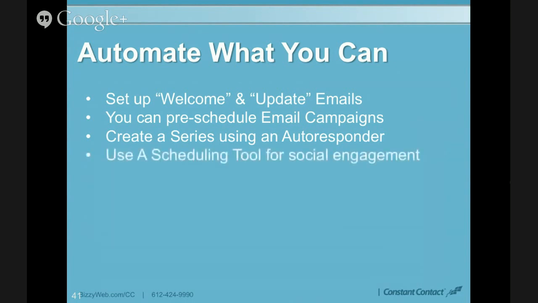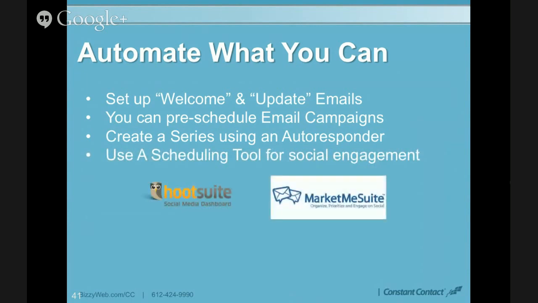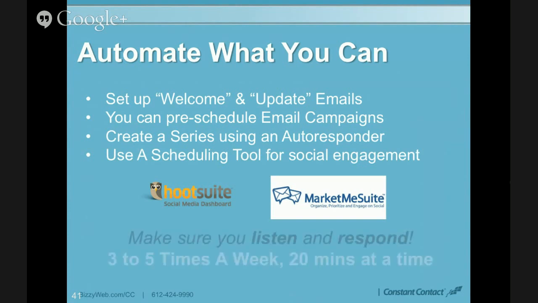You can use a scheduling tool for social engagement, and I already talked about this a little bit, but tools like Hootsuite or Constant Contact owned Market Me Suite, which is really, really cool, will let you do that pretty simply. The key is make sure you listen and respond as well. What they used to tell us when we were starting our exercise campaigns is that you had to exercise 3 to 5 times a week, 20 minutes at a time. Well, same thing should go for your online marketing.